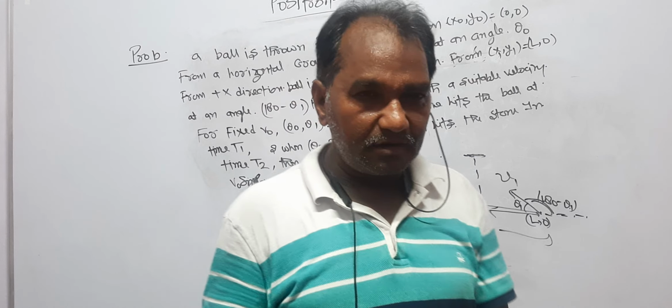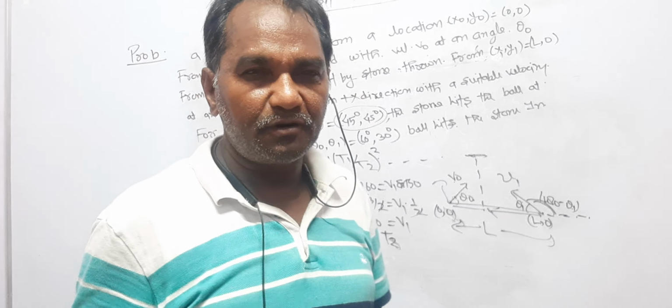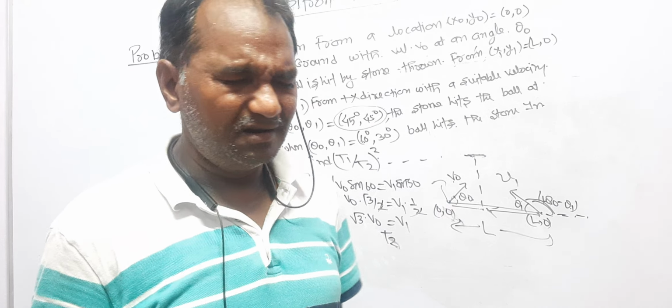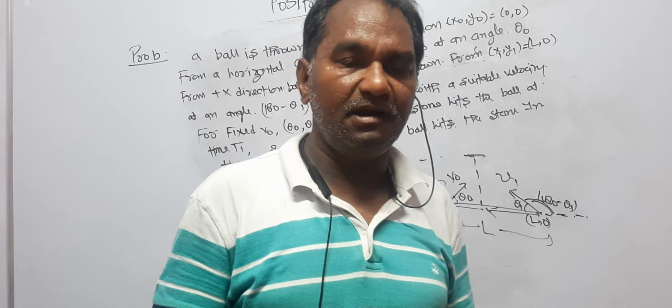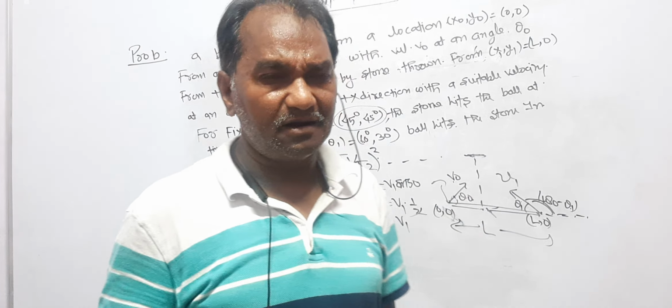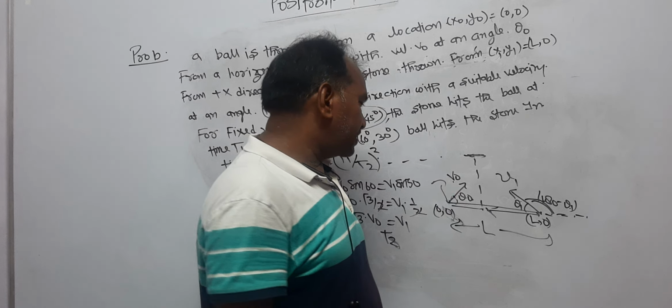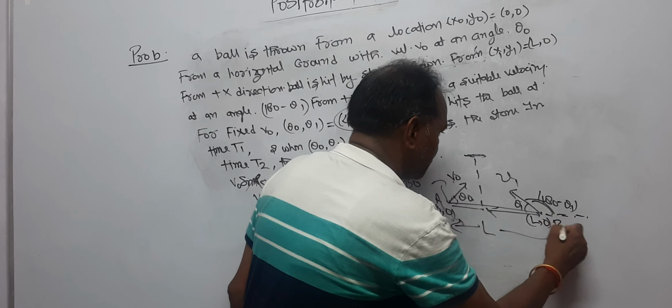Now dear student, it's a very simple concept to apply relative velocity in case of collision. How? Look here, let this be A and this be B.